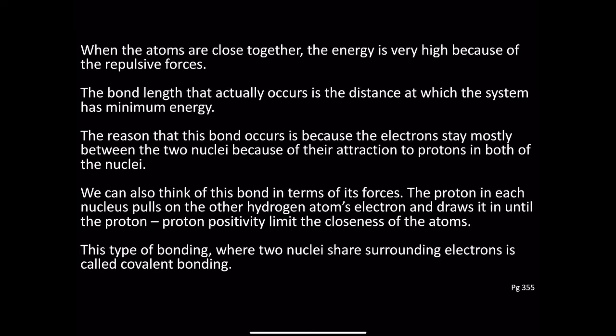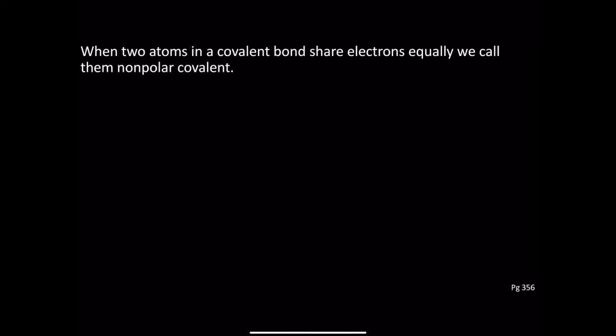So this type of bonding where two nuclei share surrounding electrons is called covalent bonding. So it's not ionic any longer, it is actually covalent bonding. Okay, they're sharing electrons. And when two atoms in a covalent bond share electrons equally, we call them nonpolar covalent. So there are different types of covalent bonds as well. We've got polar and nonpolar.